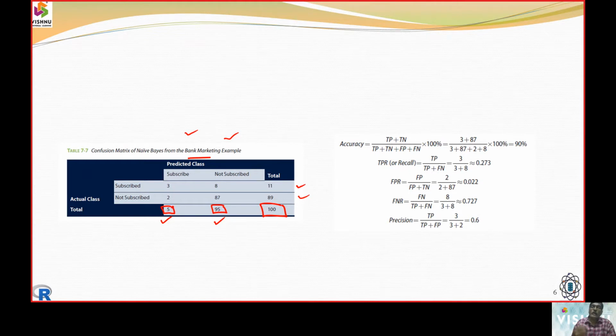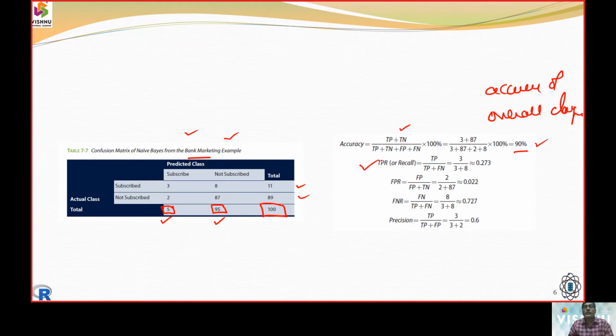Now I need to measure the accuracy of the classifier. To get the accuracy, I have a formula: true positive plus true negative, divided by true positive plus true negative plus false positive plus false negative, into 100. So we get 90%. So 90% is the overall accuracy of the classifier.